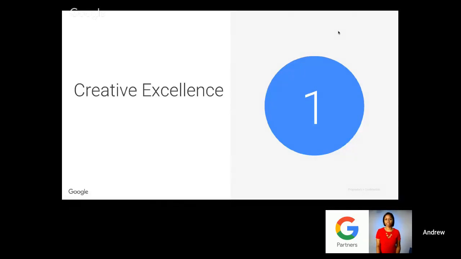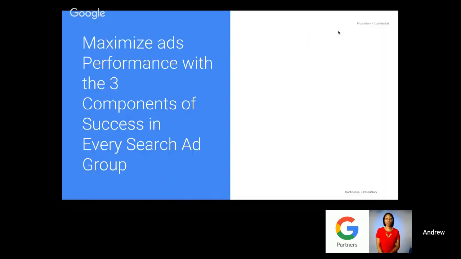So without further ado, I want to jump straight into content. We're going to be starting with creative excellence. I like to think of creative excellence as what your account foundational best practices are, specific to search campaigns. Now, there are 3 components that I want you to think of when you're thinking about how to achieve success in every single one of your search campaigns. Even more specifically than that, your ad groups.